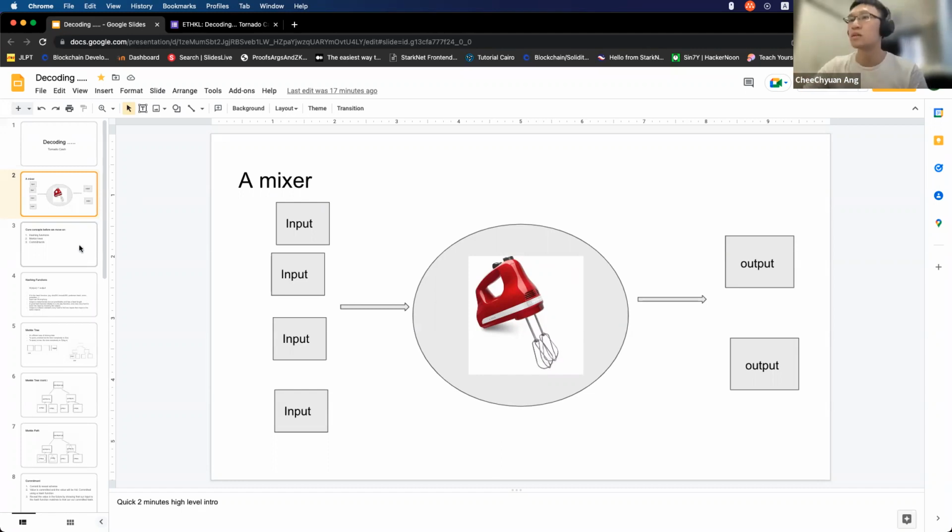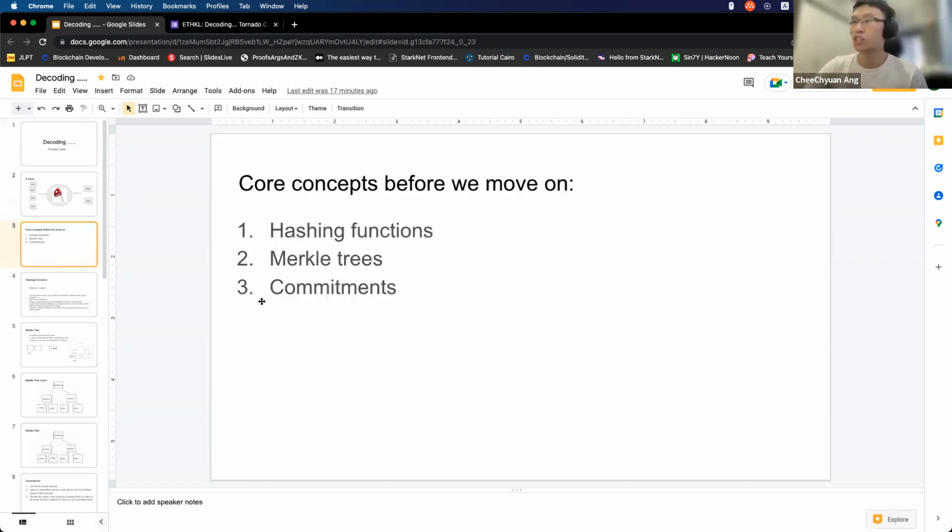Yeah. So let's jump straight into the core concepts. There are 3 things which I would like to highlight, which are used in Tornado Cash. Number 1 is the concept of hashing functions. Number 2, it's Merkle trees, and number 3, it's commitments.